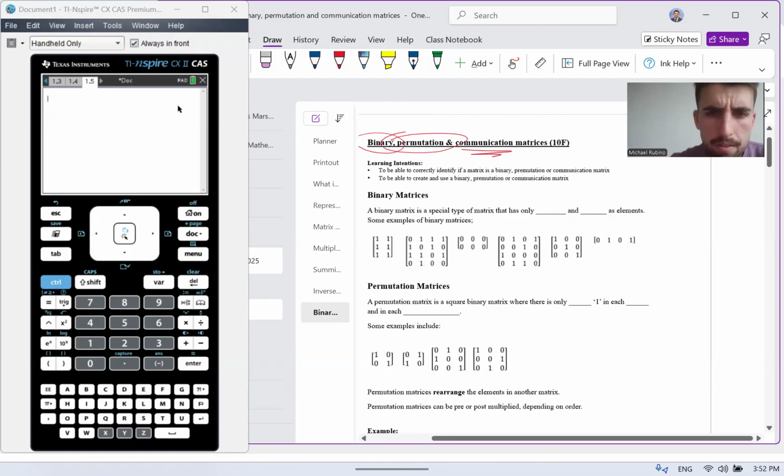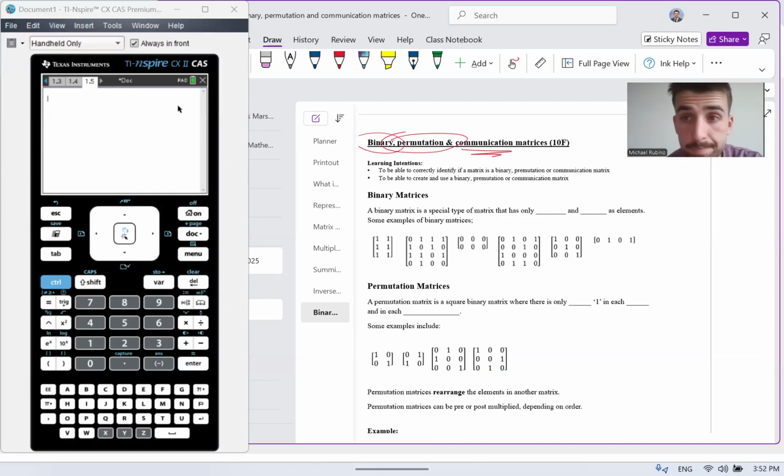Now, similar to bicycle, what else starts with BI? Oh, my brain is cooked. Bi means 2 options, or two. The 2 options in a binary matrix, it's a special type of matrix that only has 0 and 1 as elements.